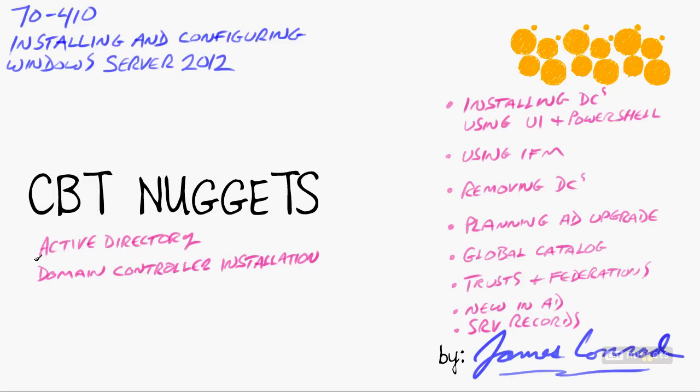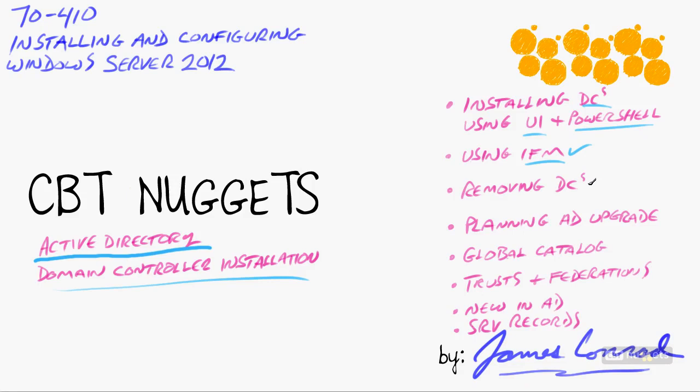In this nugget, we continue our discussion of Active Directory, and we're going to talk more about domain controller installation. Although we installed a domain controller in our last nugget, we'll talk a little bit more about some specifics, both using the UI to do things such as adding additional domain controllers, and also how to use PowerShell to install those domain controllers. Another important part of Active Directory is to be able to install a domain controller using the install from media method to save on your WAN traffic.